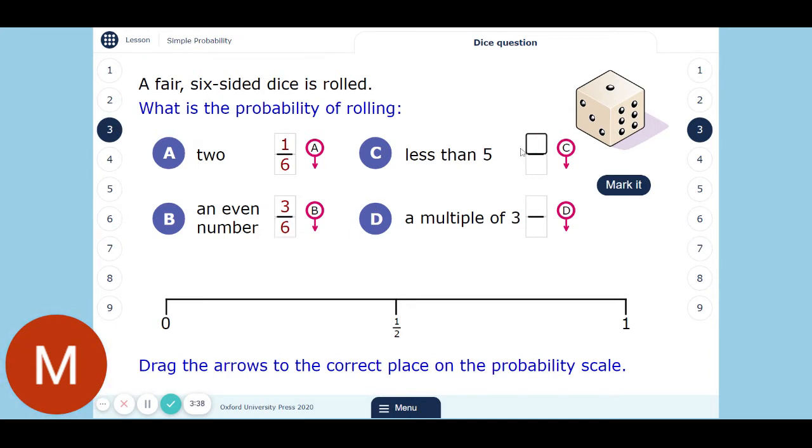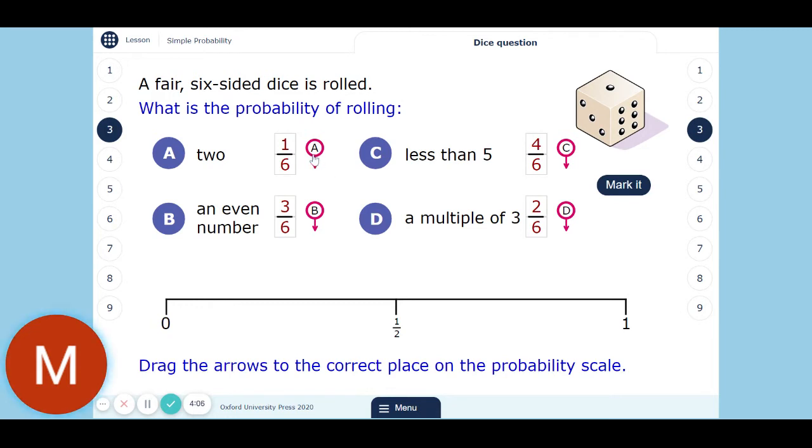Less than 5, so that would be 4, 3, 2, or 1. That's 4 numbers out of 6. Again, could simplify that to 2/3, but I don't feel the need to. And a multiple of 3, well, that's 3 or 6. So that's 2 things out of 6. And that could be simplified to 1 over 3, but I don't feel the need to.